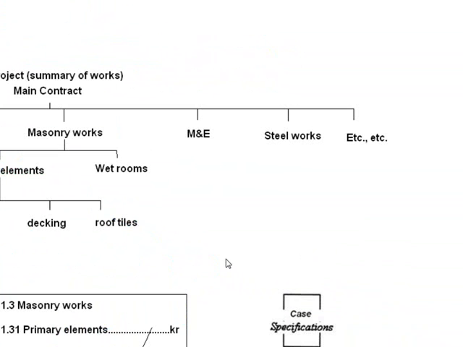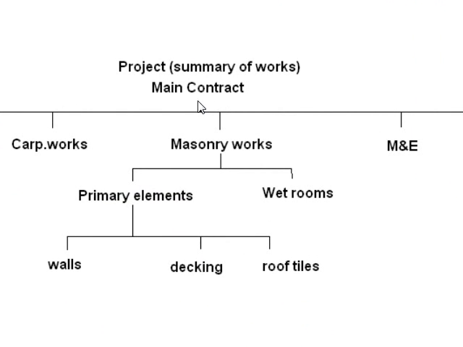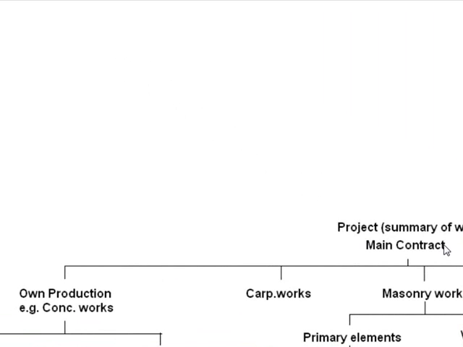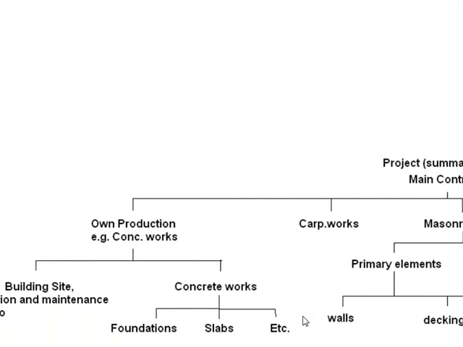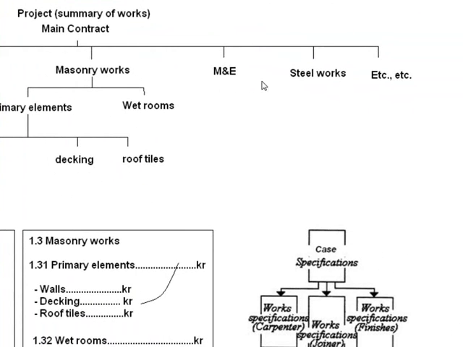So the work breakdown structure for a main contract looks like this. You have the main contract at the top, and then you have his own production, which is split up like this, and you have the subcontractors down here, and again we have the masonry contract split up like this.